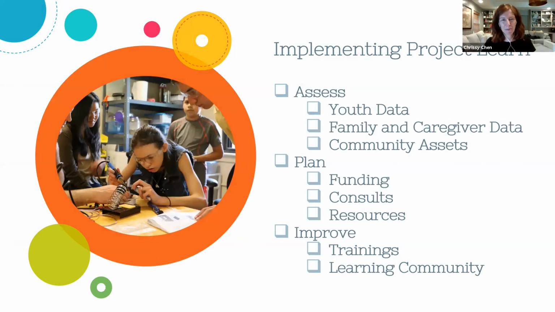The nuts and bolts of implementing Project Learn can fit really well into a continuous quality improvement cycle, because implementing Project Learn isn't just a one-time effort. You'll want to assess, plan, improve, and then assess again, and make sure that you're continuing to iterate based on what your young people want and need. And so we'll walk through each of these phases of the continuous quality improvement cycle. And I'll specifically mention some of the resources that can support you in implementation.